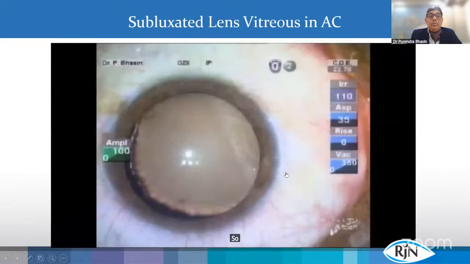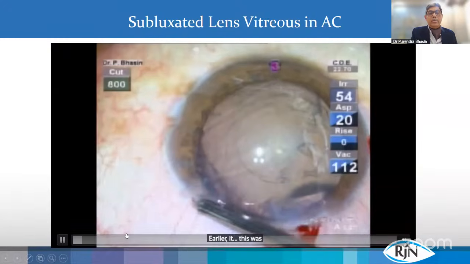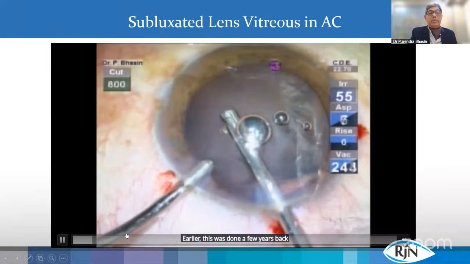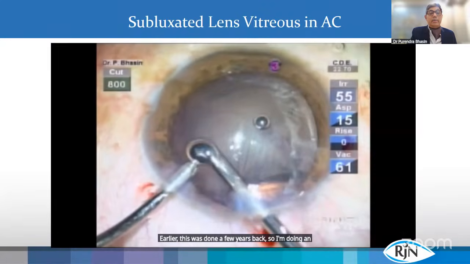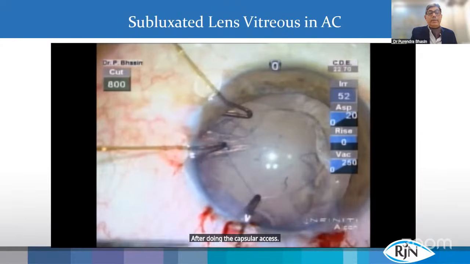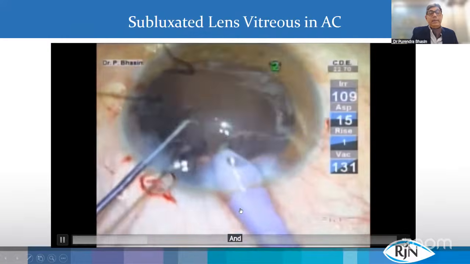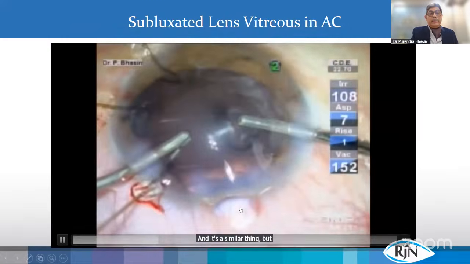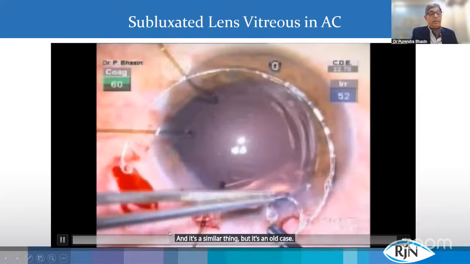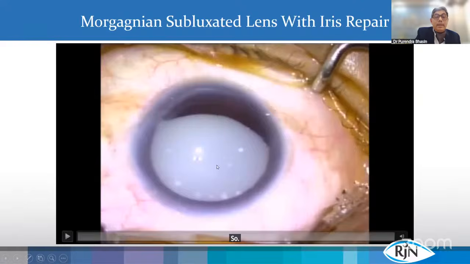So, another case with vitreous in the AC. Earlier, this was done a few years back. So I'm doing an automated anterior vitrectomy after doing the capsulorhexis, and then fixation of the lens bag. And it's a similar thing, but it's an old case, which we have shown in my other cases. So this is an interesting case.